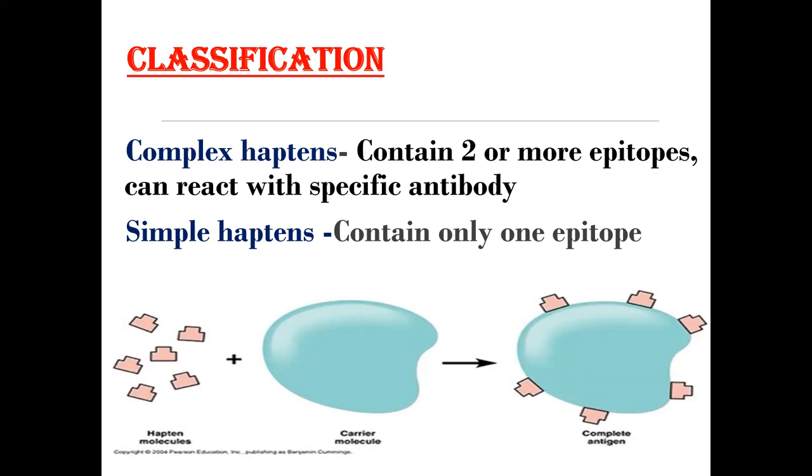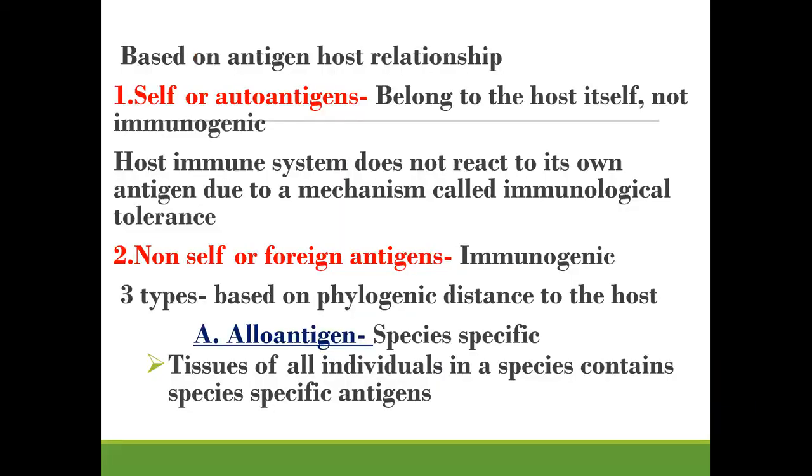Haptens are classified as complex haptens and simple haptens based on the number of epitopes. Complex haptens contain two or more epitopes and can react with specific antibody, whereas simple haptens contain only one epitope. Based on the antigen or host relationship, self antigens and non-self antigens are there. Self antigens belong to the host itself, but they are not immunogenic. Host immune system does not react to its own antigen due to a mechanism called immunological tolerance.